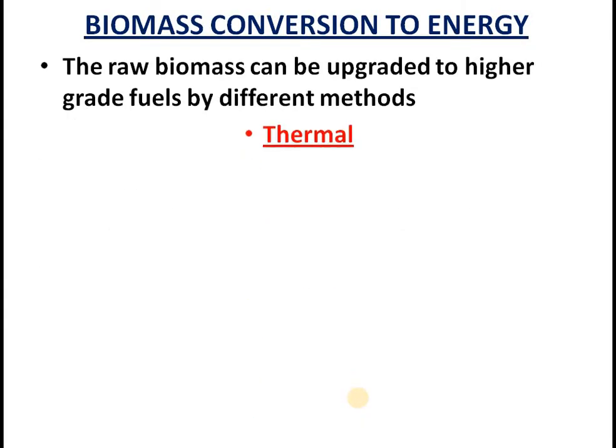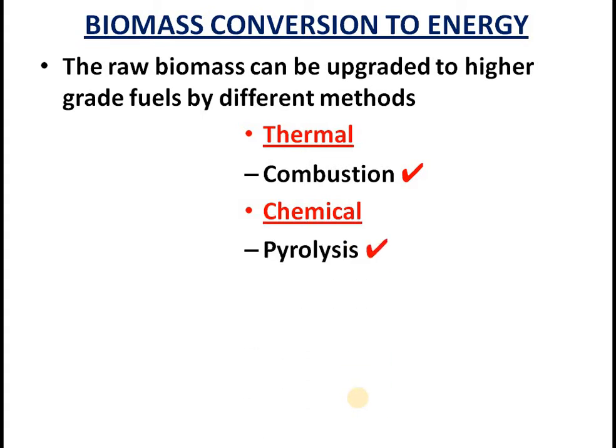The first conversion method was the thermal method, in which we studied combustion. In combustion, we simply heat up the biomass in the presence of a sufficient amount of oxygen, so we get thermal energy. The next one was the chemical method. Chemically also, biomass can be converted into a useful form of energy.